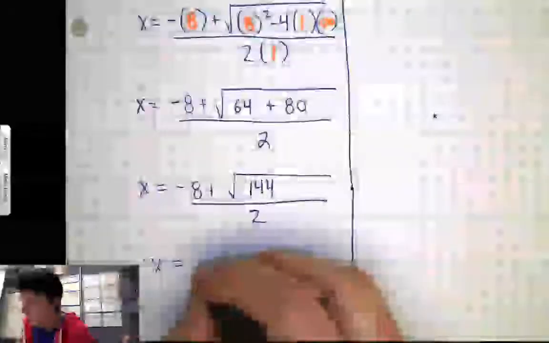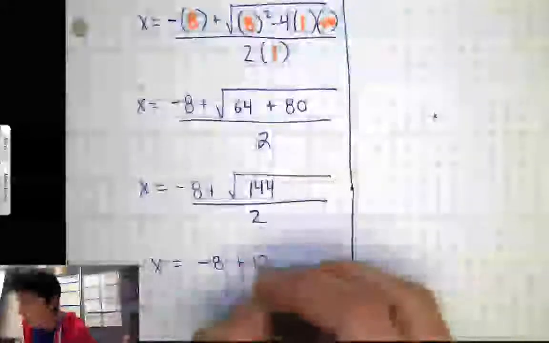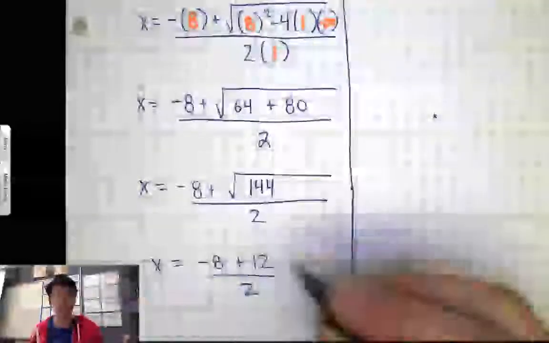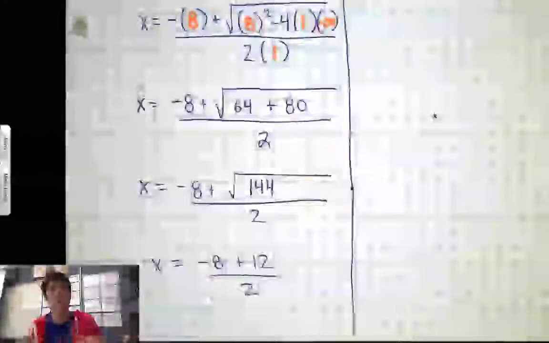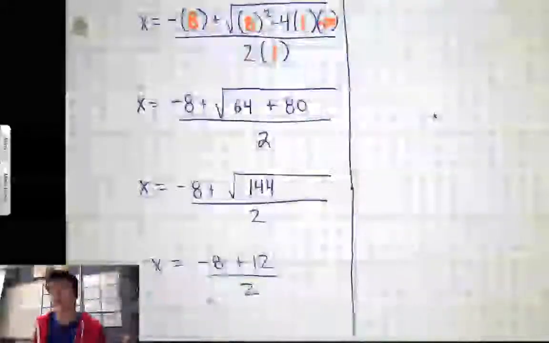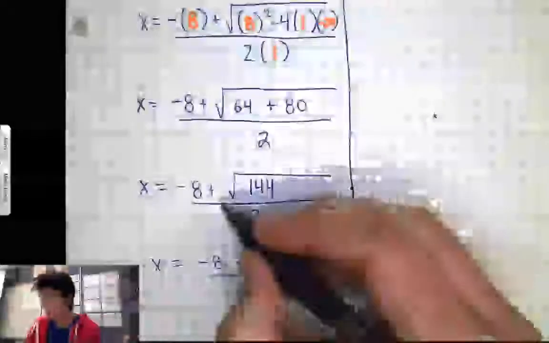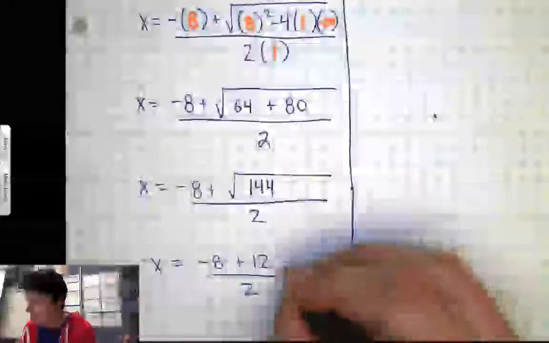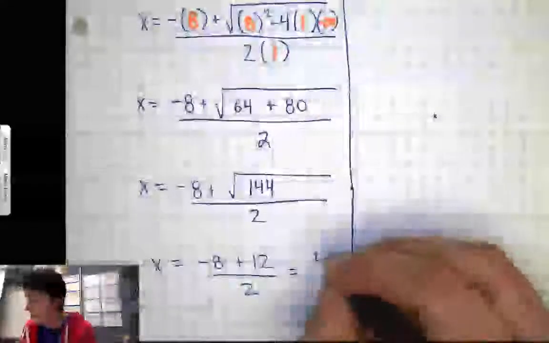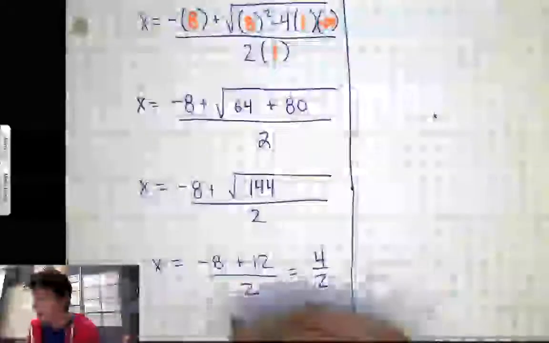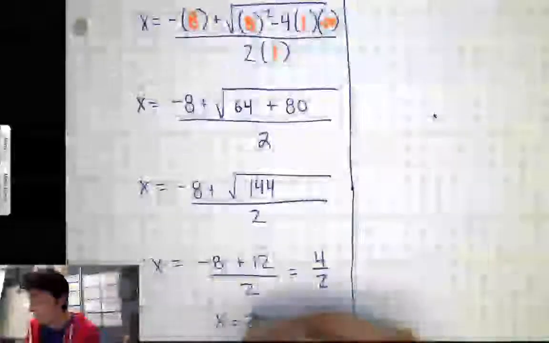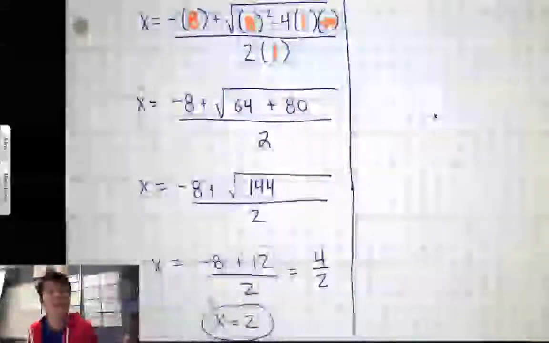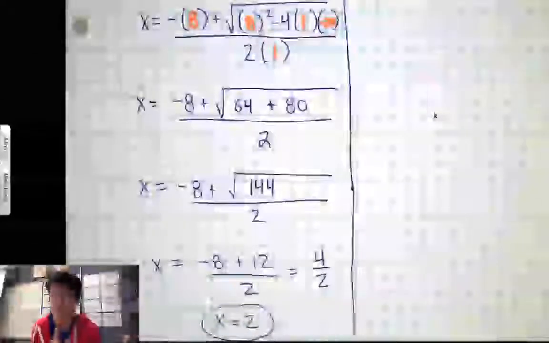So I have negative 8 plus 12 all over 2. And at this point, my square root symbol is gone. It's no longer in my problem because I did the operation. I square rooted 144 and I got 12. So that symbol is totally gone and I just have negative 8 plus 12 over 2. And negative 8 plus 12, that's easy math now. That's 4 over 2. And 4 divided by 2 is 2. X is equal to 2. Which means this graph has an x-intercept at x equals 2. There's one of my answers.